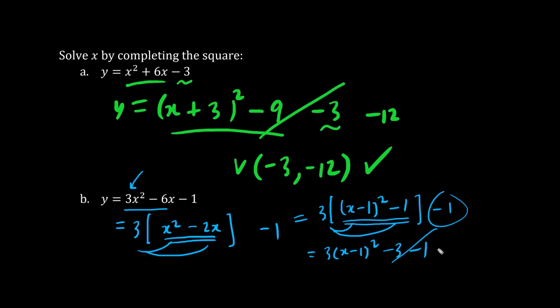What is minus 3 minus 1? It's minus 4. So the vertex is the opposite of negative 1, which is 1 comma minus 4.